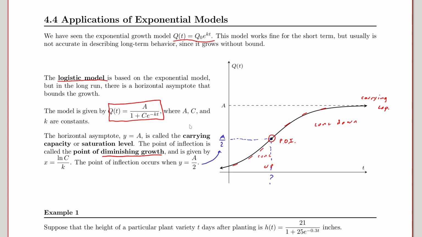So what we can do instead is we can actually set the model itself equal to half the carrying capacity and solve for time that way, and that'll give us this value. There's a formula here as well, but I'd rather work with the algebra that we need to learn anyway. So this is our carrying capacity. It's sort of like exponential growth in the short term, and then changes inflection.